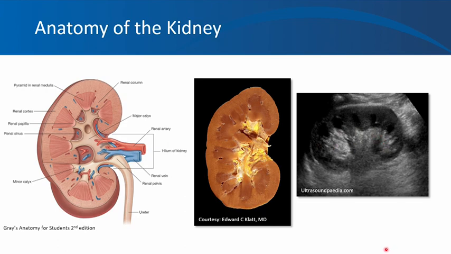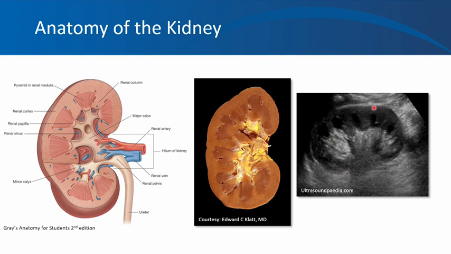And on the sonogram, it's easy to identify the kidney, first of all, because it's surrounded by a fibrous capsule. That's why there is always a definition to the kidney, unlike the pancreas, where you are identifying the pancreas just based on its neighboring organs and vessels.